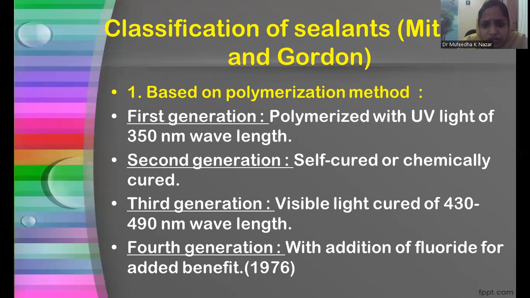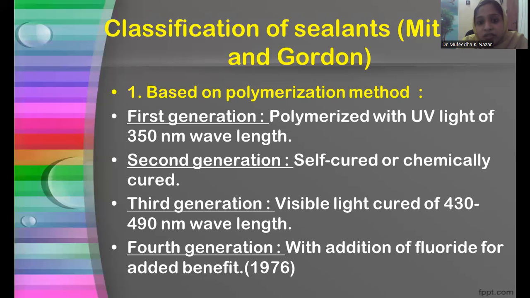Historically, pit and fissure sealants have been classified by various authors, and one such classification put forward by Michel and Gordon is as follows. They classified pit and fissure sealants based on the polymerization method, based on the presence of filler, and based on the color.